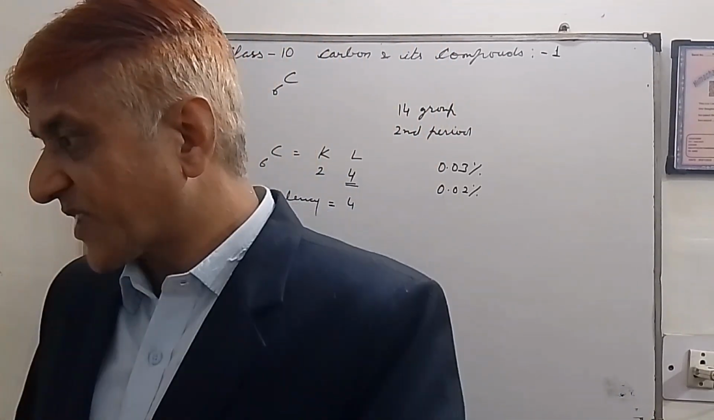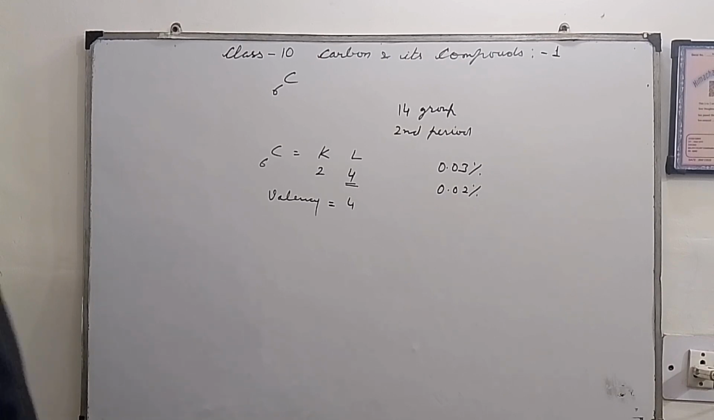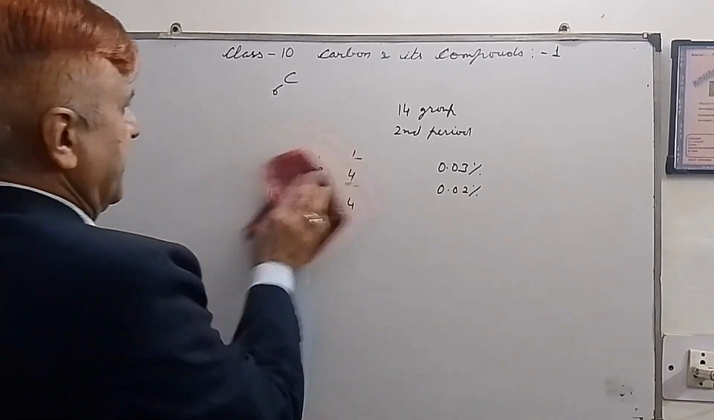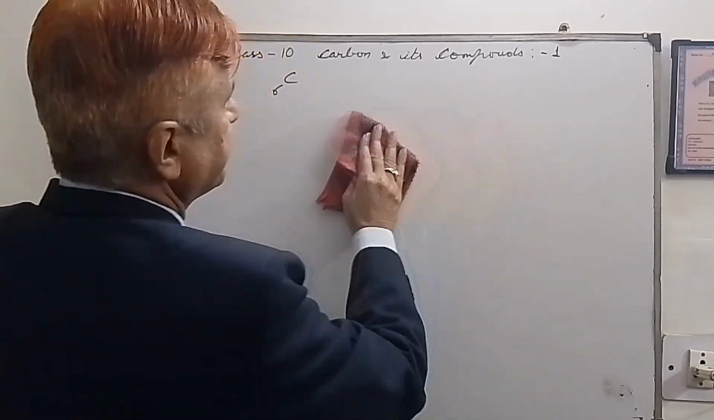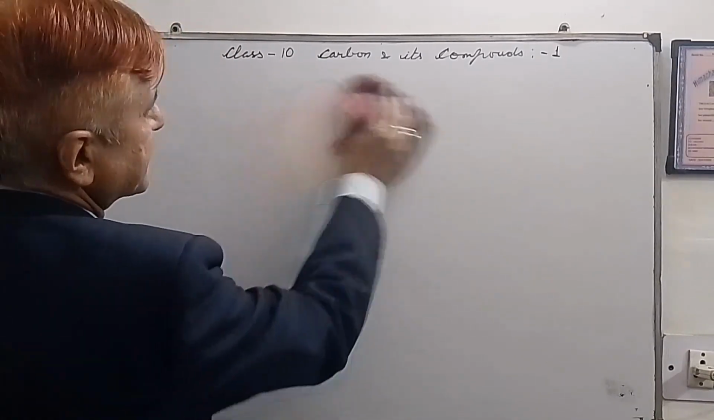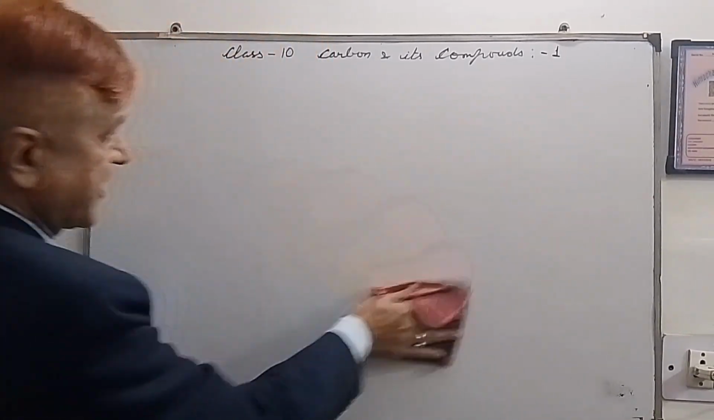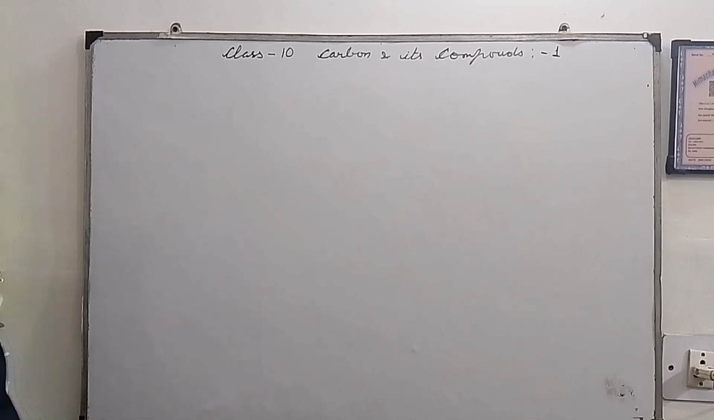And then we have a topic that is bond formation by carbon. Which type of bonds does carbon make when it combines with other atoms? So bond formation by carbon.